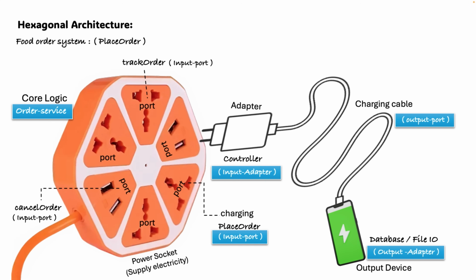Okay. So that's how the entire hexagonal architecture fits in. Your core logic is protected in the center, and all the external systems connect through well-defined ports and adapters. If you remember, in the beginning, we talked about the tight coupling problem in traditional three-tier architecture, right? Now let's see how this hexagonal architecture addresses those problems.